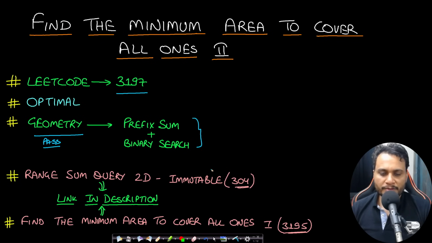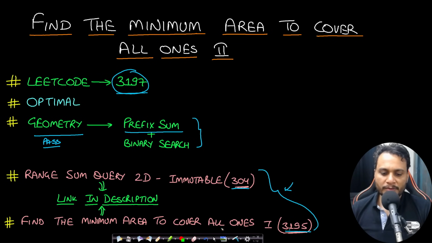Now a prerequisite before solving this is to have solved 3195, which is the first part of this problem 3197. And in order to learn about the optimization, particularly how the prefix sum is applied on a 2D array, you must have done question 304, which is Range Sum Query 2D Immutable. I have already made a detailed explanation for both of these solutions on my YouTube channel, so you can find both the links in the description below.